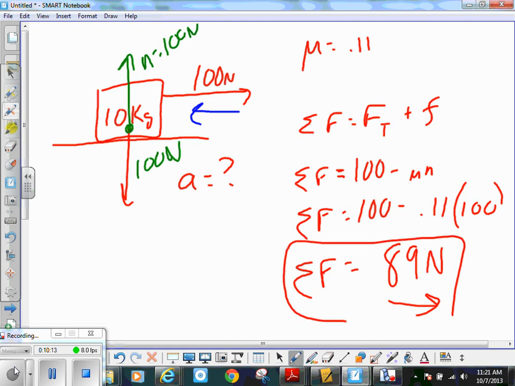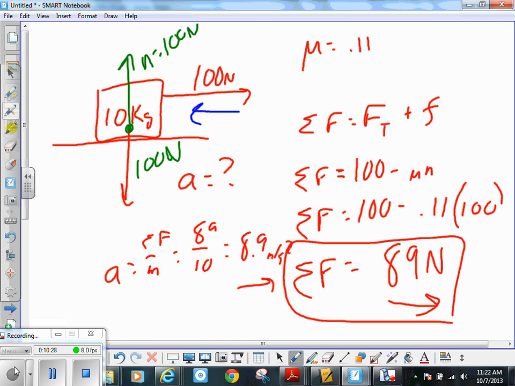Got to get that direction in there, okay? So the acceleration then is going to be the summation of forces divided by mass, 89 divided by 10, 8.9 meters per second squared in this direction. Okay?